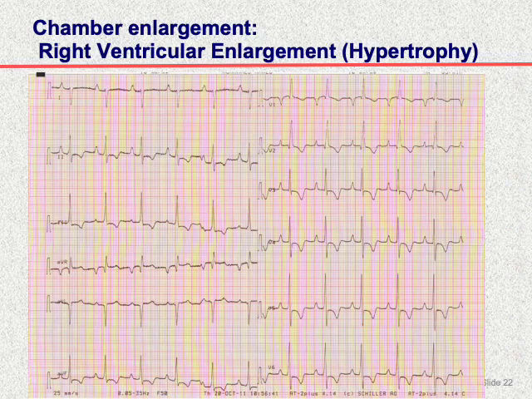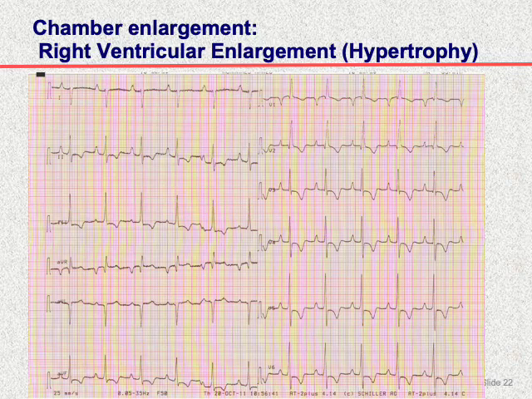This is an example of right ventricular hypertrophy. As we see here, again, a regular interpretation. This is sinus rhythm, V1, V2 atrium are positive. We have here a monophasic R in lead V1 and a somewhat deep S in the lateral leads. So this signifies right ventricular enlargement.